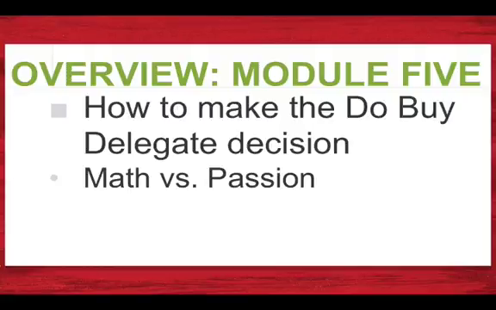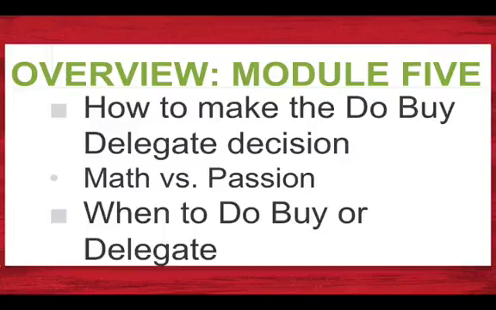Do you go with math, which is how much does it cost? Just do the calculations. Or your passion. Is it work that you really want to do? And when should you do the work, hire someone else to do the work, or supervise someone to do the work? At the end of this module, you'll revisit your ACT list of action item activities and determine whether to do, buy, or delegate each action line item.